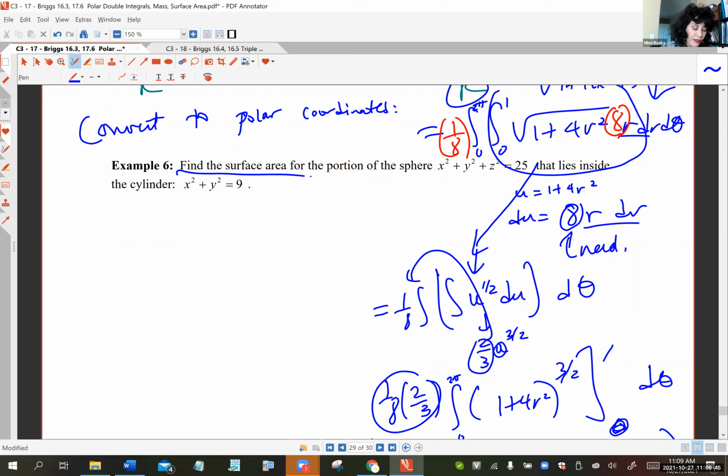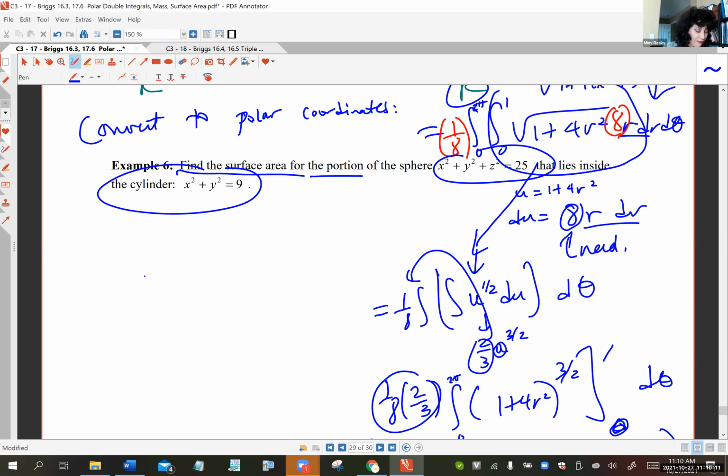You're going to find the surface area of a portion of a sphere that lies inside the cylinder. This is weird because you're not finding the surface area of an entire sphere. There's an easy formula for that. Heck, you wouldn't need a double integral for that. You're finding the portion of the surface area of a sphere, the portion that sits inside of a cylinder.